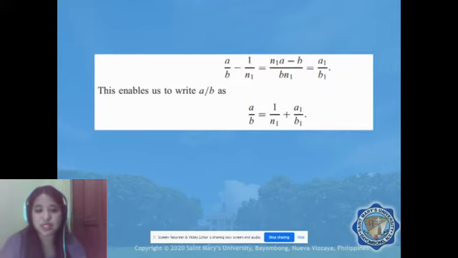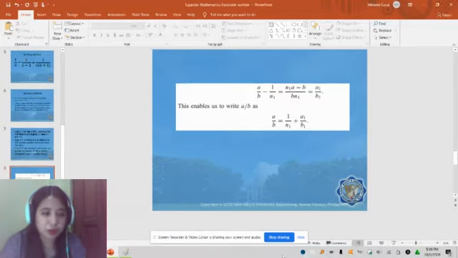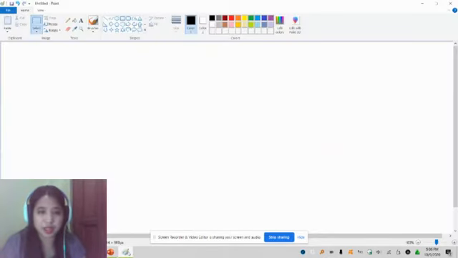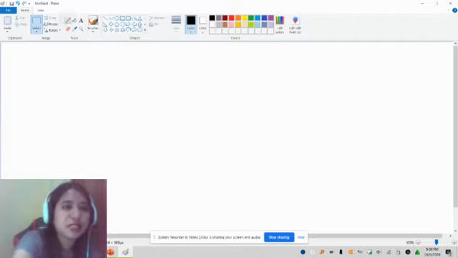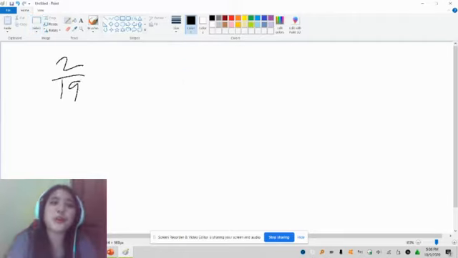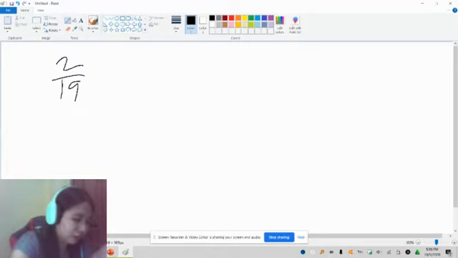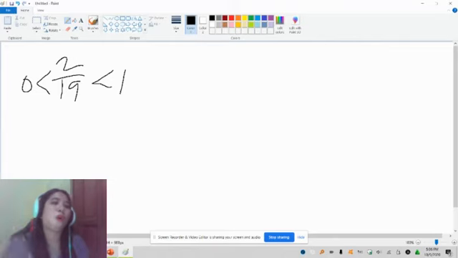To visualize what I am talking about, we're going to make use of our paint for the example. So what do we need to compute? We are going to use the same value, 2 all over 19. We know that 2 over 19 is greater than 0 but less than 1. That's actually the first thing that we need to consider. So step 1 is check.